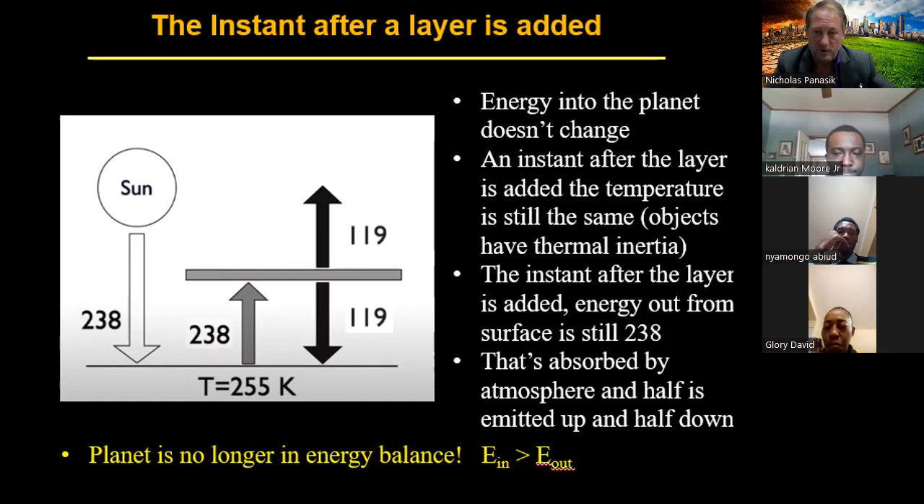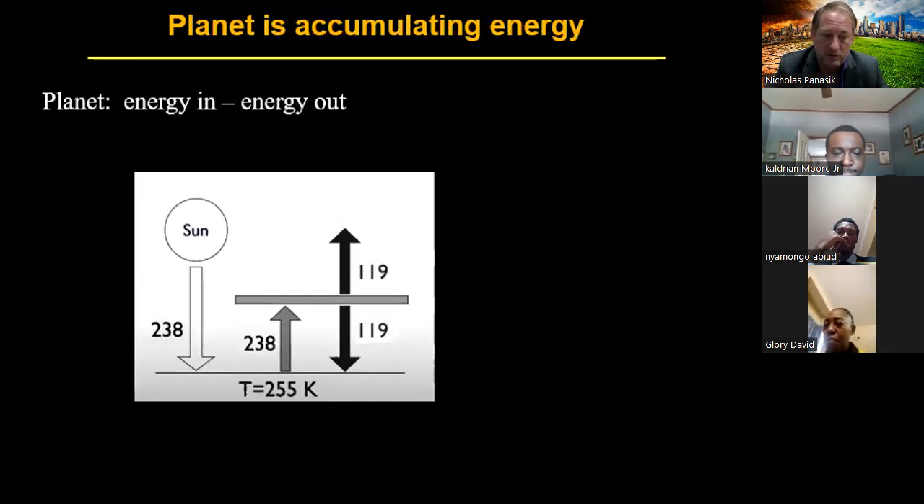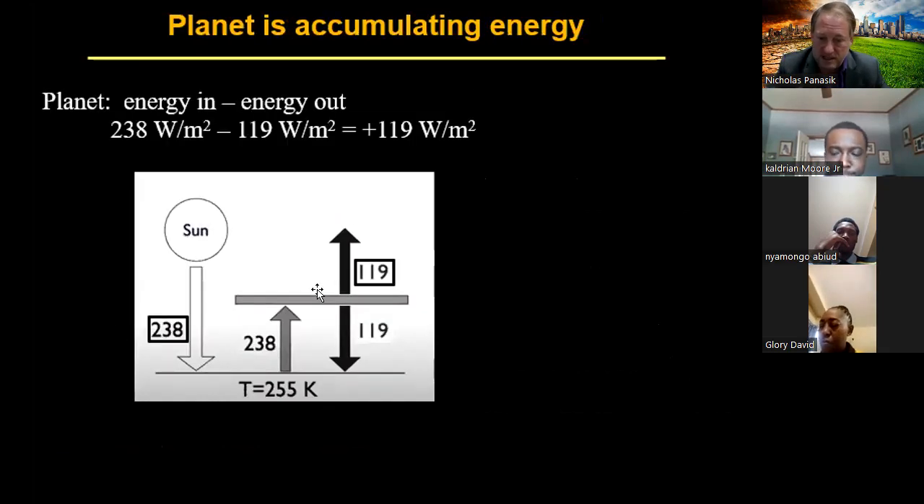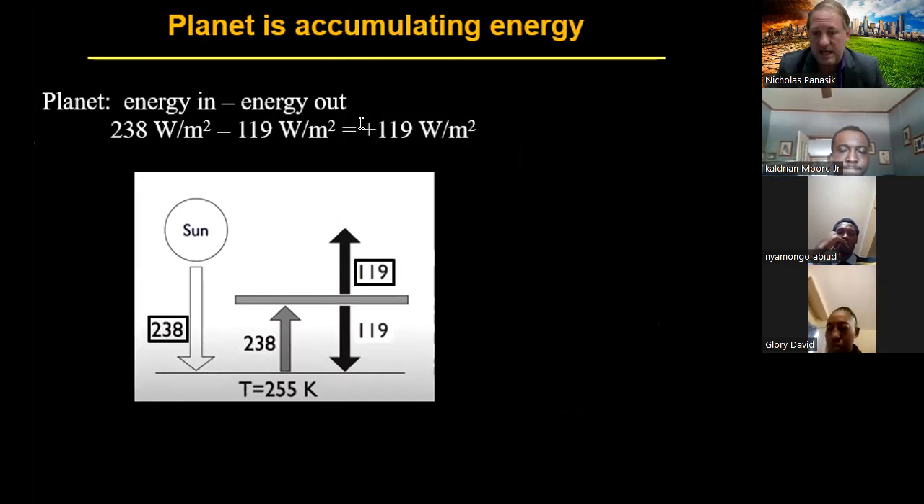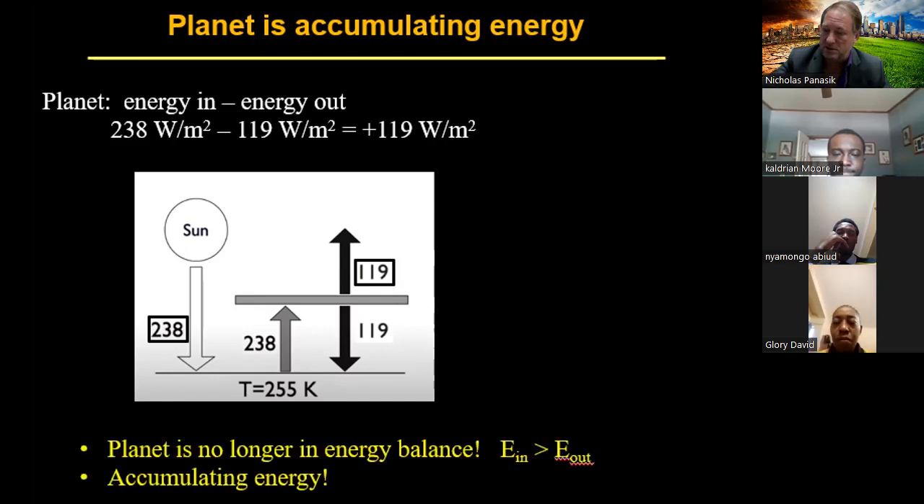And so if we do the calculation of energy in minus energy out, we've got 238 minus 119. And so that means the planet is accumulating energy at this rate, right? It's accumulating energy at 119 watts per meter squared, because that's how much more energy is coming into the planet than is leaving the planet. Are we all good on that so far? Talked about this last time.